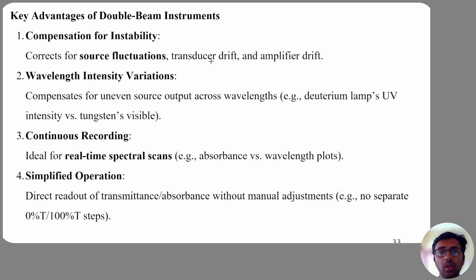The ratio measurement neutralizes these variations. And fourth, they allow continuous spectral scanning. We can record absorbance as a function of wavelength in real time. Finally, operation becomes simpler, no manual calibration steps, no repeated blank measurements are needed. The instrument directly displays the absorbance instantly.